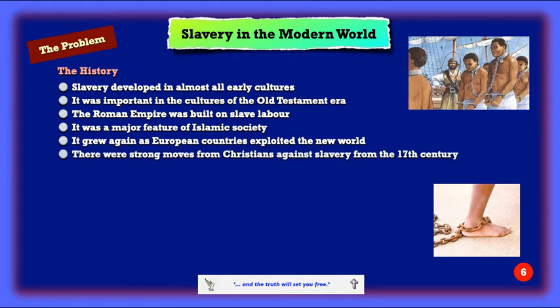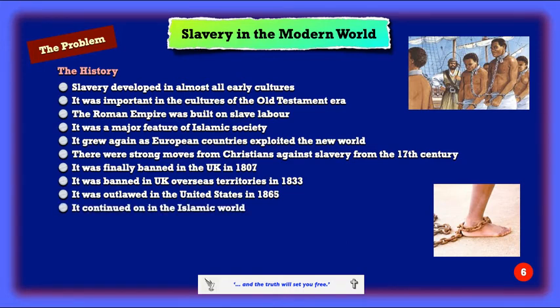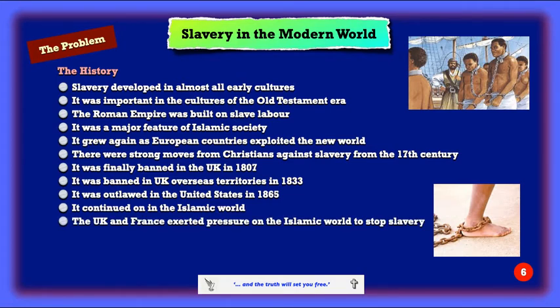But as that happened, there were strong moves from some Christians against the slavery. It took a long time to stop it, but it was finally banned in the UK at the beginning of the 19th century, banned in the UK overseas territory shortly afterwards, and then later outlawed in the United States. But it continued on in the Islamic world. The UK and France got together and they exerted pressure on the Islamic world to stop slavery, and it was finally rejected in the mid-20th century.